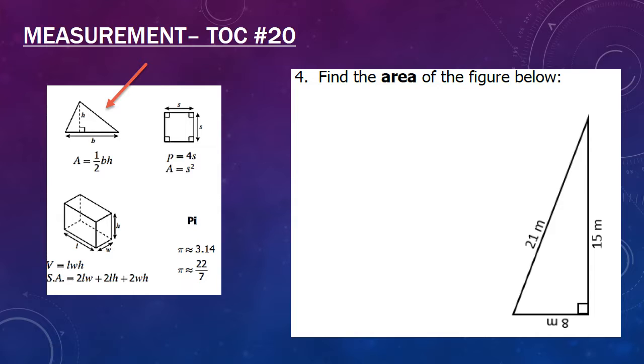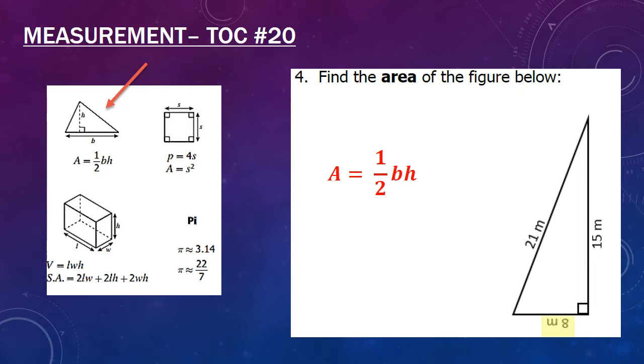Keep in mind, when you go to the doctor and they measure your height, you're never standing at a slant, so you're always standing straight up and down. So when you're looking for the height of a triangle, look for the line that's straight up and down. So in this, we're going to write our formula. A equals 1/2 base times height.